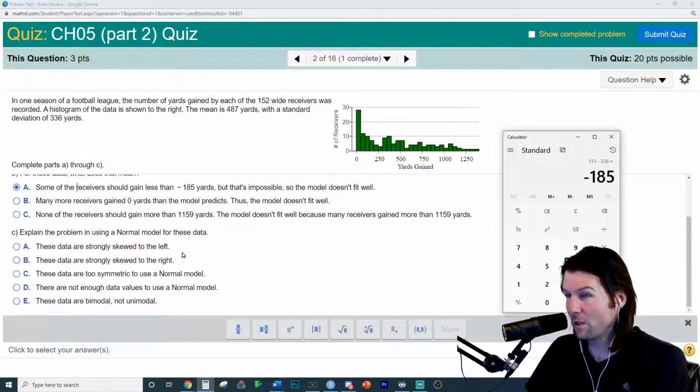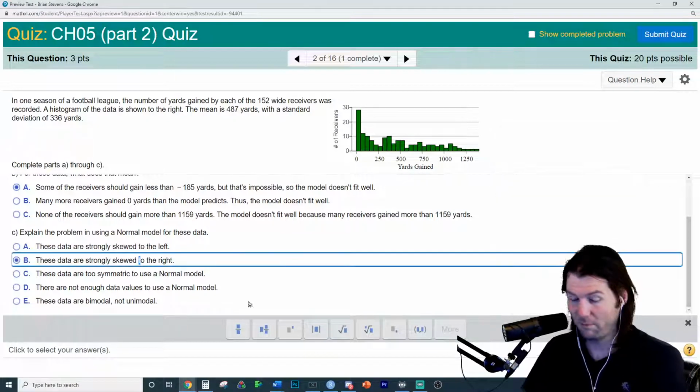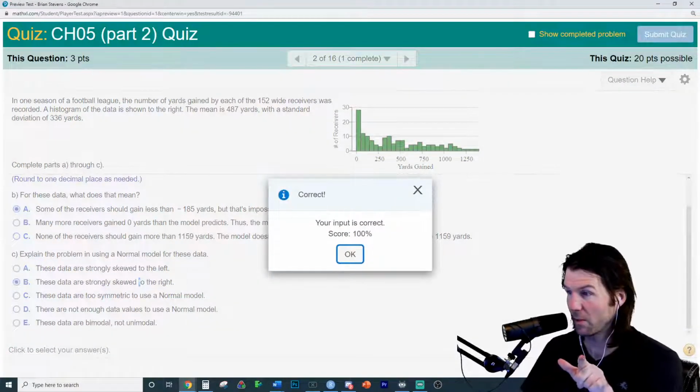Explain the problem in using the normal model for this data. It's skewed to the right. Not today, Matt Pearson. There's our 100.